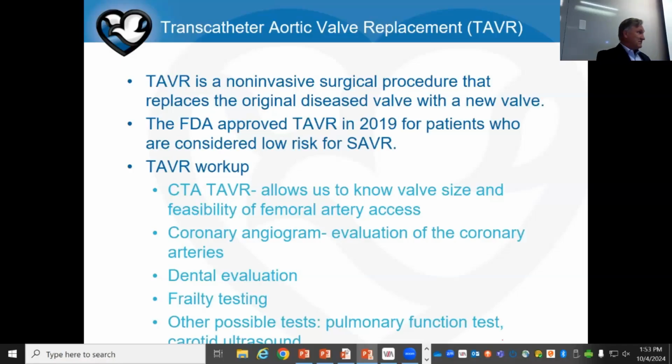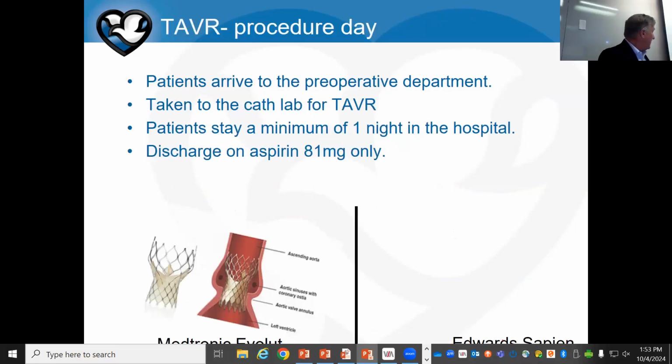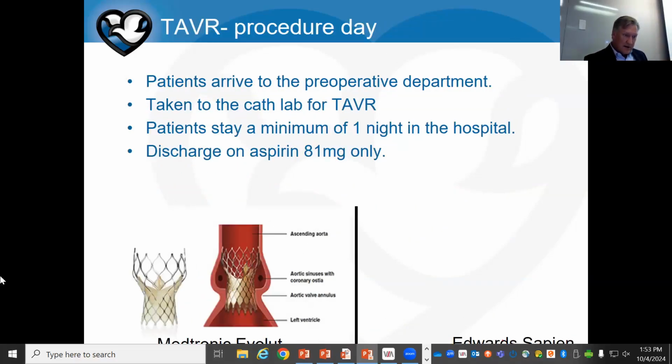Like if you're very young, so we don't want to put a biological valve in you. Maybe you want to have a mechanical valve that will last longer. Or if you have some other reason to have heart surgery, like you need an aneurysm repaired in your aorta, or you need bypass surgery at the same time. So that's one of the reasons in the workup that we do coronary angiography, to see if people need a bypass operation.